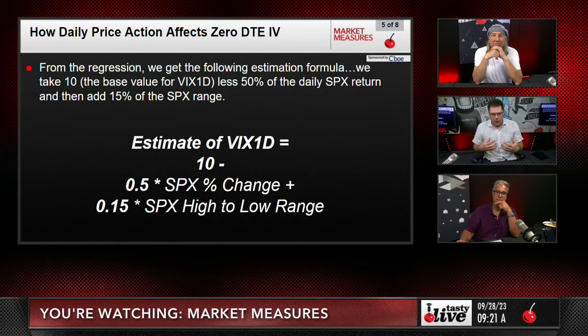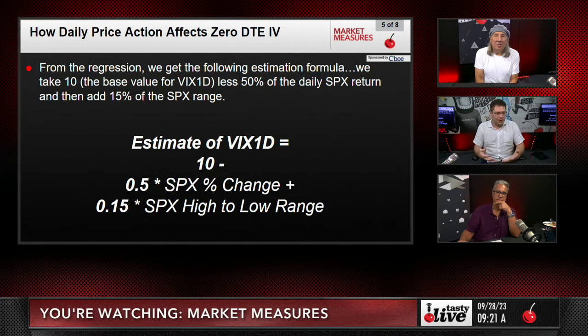So the real risk factor is the actual range that the market has, because that's what can make or break a butterfly, as an example, right? So if we look at this formula, let's say the SPX changes 0.5%, or let's say it changes 1%. So SPX goes down 1%.